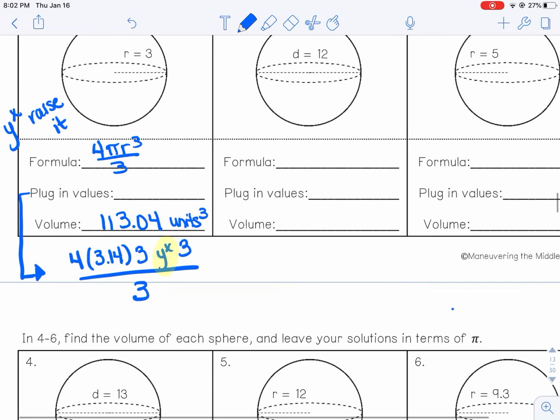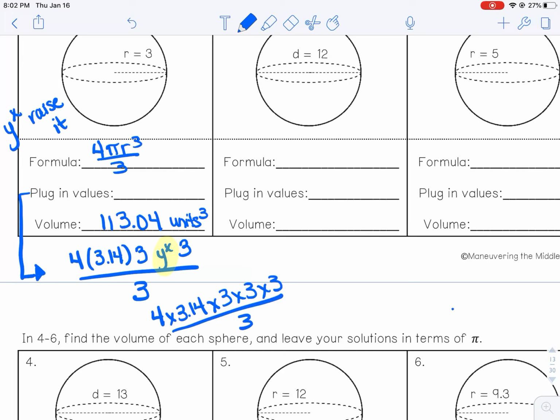If you still can't get it, then 4 times 3.14 times 3 to the third power would be 3 times 3 times 3 divided by 3. It's going to give you the same answer. It just takes a couple of extra buttons compared to using the raise it button. Okay.